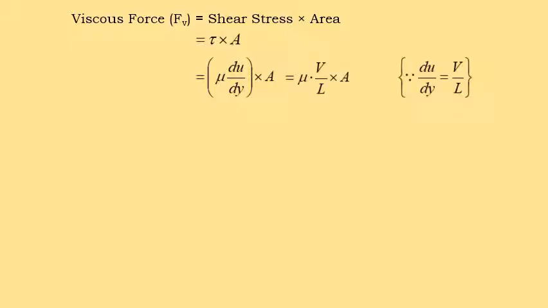So here du by dy is called the gradient. That is a change in velocity, which for now is taken as V, and dy is represented by L into A, because du by dy is equal to V by L.